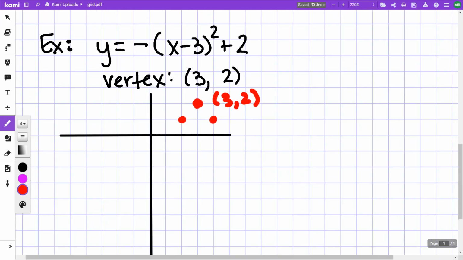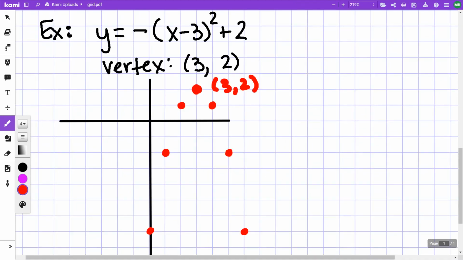Okay. From my vertex, I'm going to go out 1, 2. 2 squared is 4. But because of that negative in front, I'm going to go down 1, 2, 3, 4. And same on the other side. And then if I went out one more time, 1, 2, 3, 3 squared is 9. I'm going to go down 1, 2, 3, 4, 5, 6, 7, 8, 9.